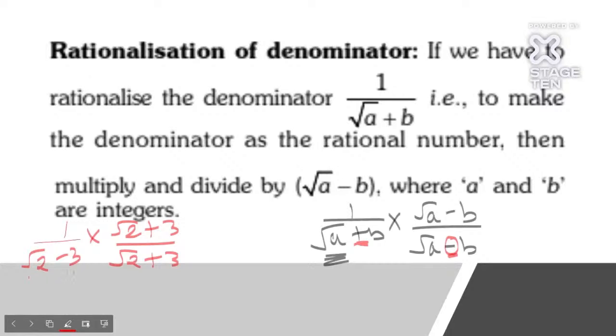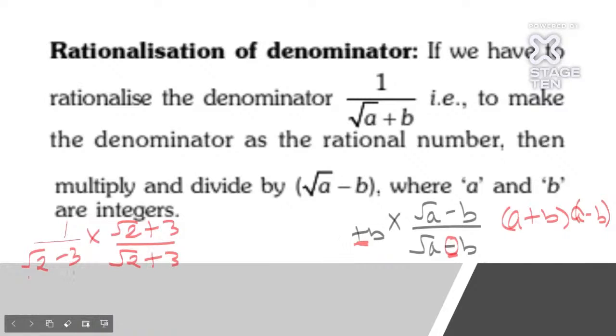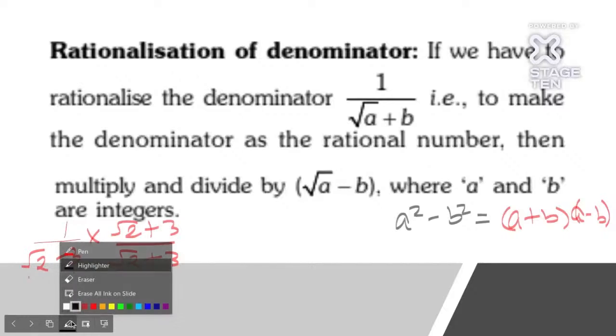Root 2 minus 3 into root 2 plus 3. Is it in the form of a plus b multiplied by a minus b? It is in that form, right? So it's in the form of a plus b multiplied by a minus b. That is what an identity is. Which identity? A square minus b square.